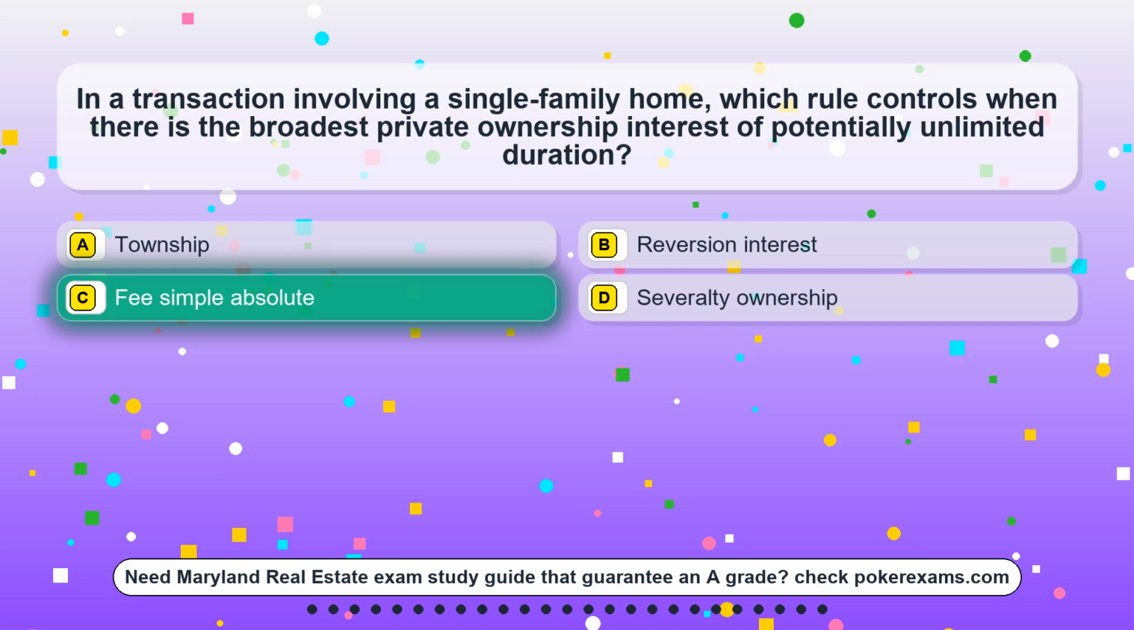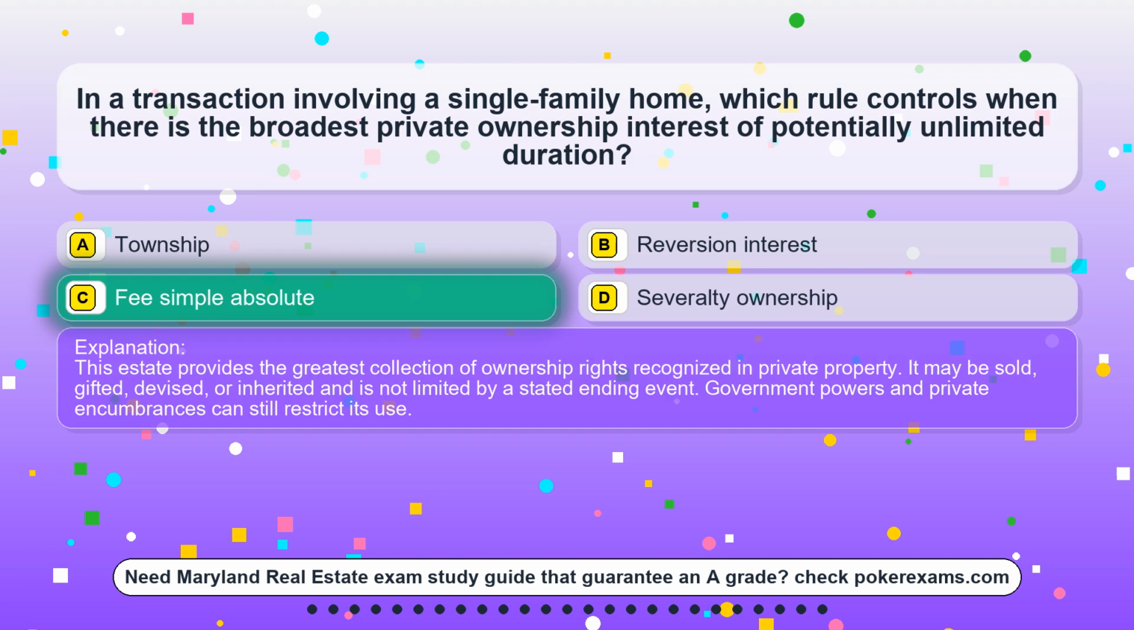The correct answer is option C, fee simple absolute. This estate provides the greatest collection of ownership rights recognized in private property. It may be sold, gifted, devised, or inherited and is not limited by a stated ending event. Government powers and private encumbrances can still restrict its use.